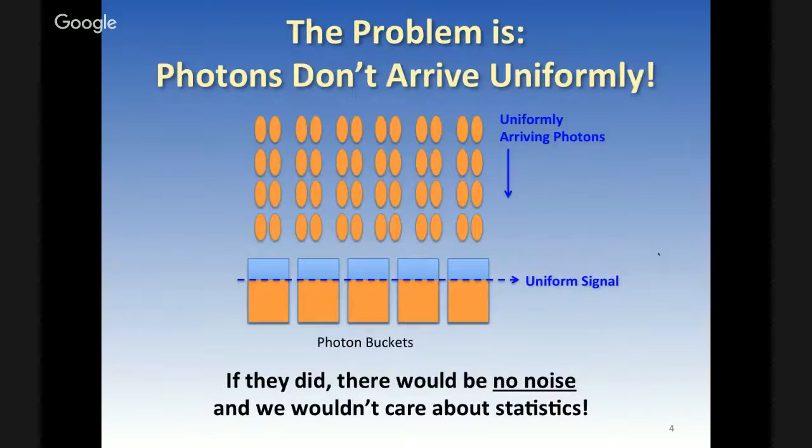And you should see the problem is photons usually don't arrive uniformly. Does everybody see that? Slide number 4. Yes, we do. Okay, just checking. I want to make sure we're all on the same page.